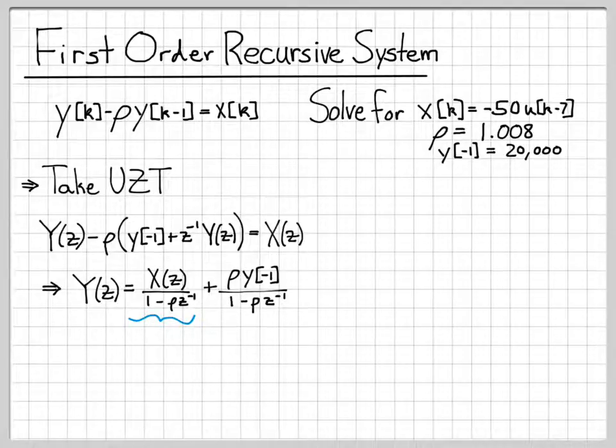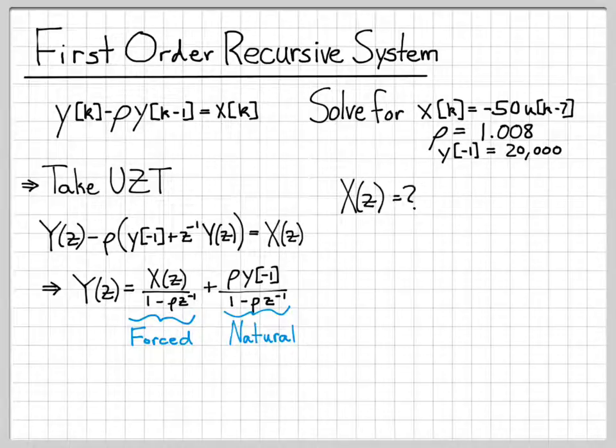If you look at these two pieces, really what we have here are two different terms. This term right here is what we would call the forced response, because this part is due solely to there being an input x of k into the system. So this piece right here is what we call the forced response, and this part right here is what we would call the natural response of the system, because it is due solely to the initial conditions of the system. So the initial conditions determine the system natural response, whereas the actual input determines the forced response.